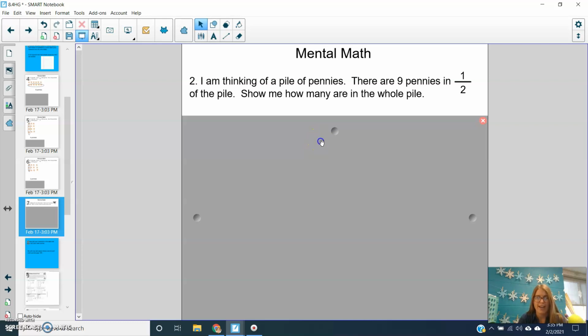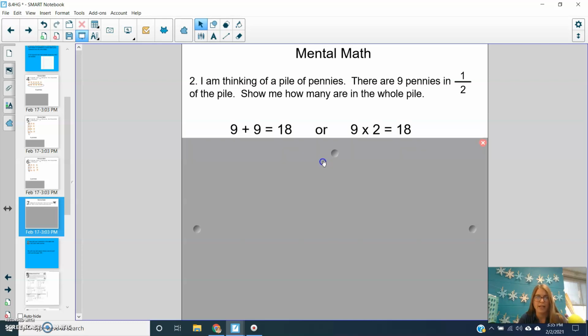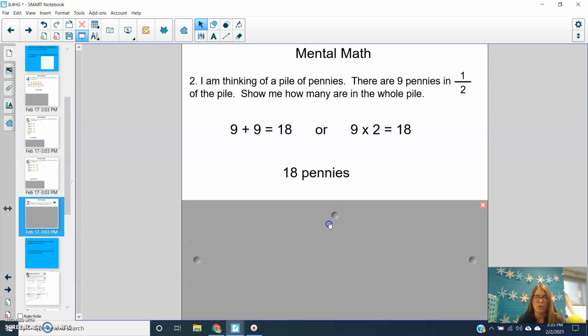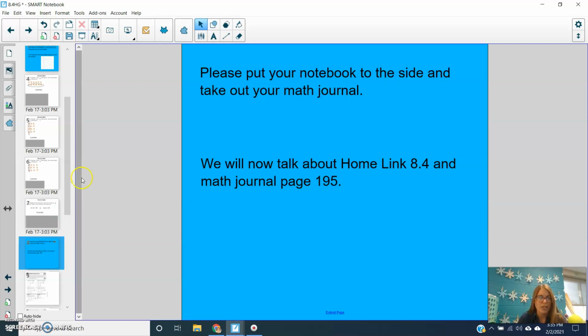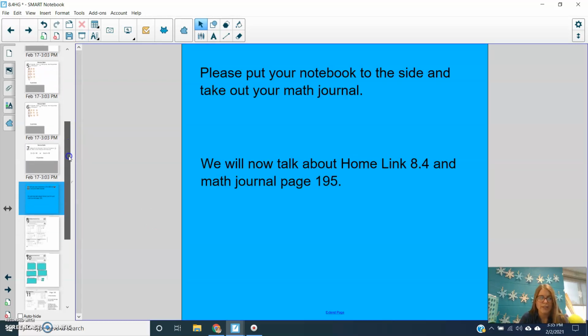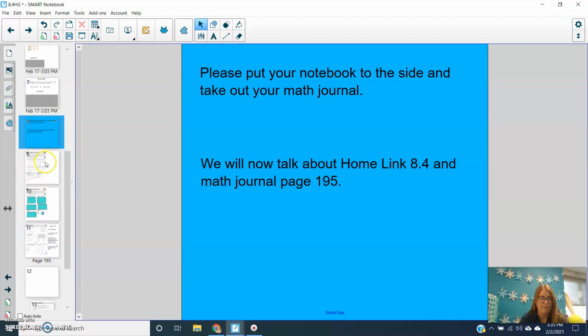So if I know that half is 9, I could think 9 plus 9, or 9 times 2. So I would know that my total would be 18 pennies. So now you can put your notebook to the side, and we'll now talk about HomeLink 8.4.